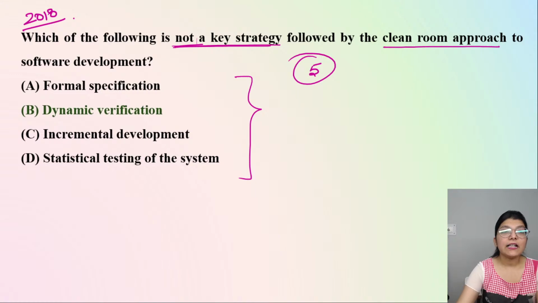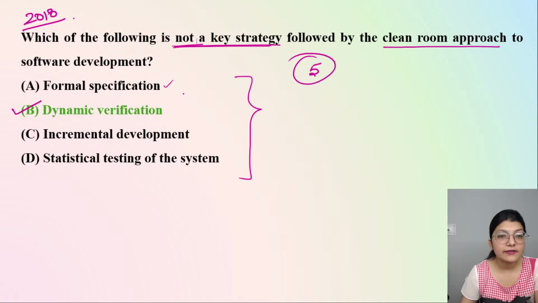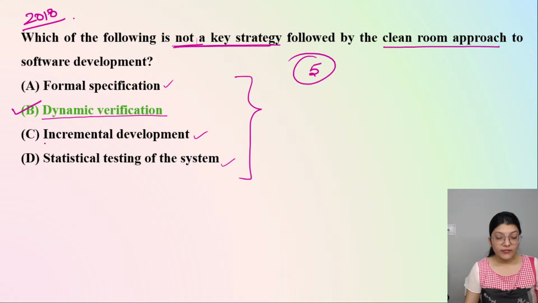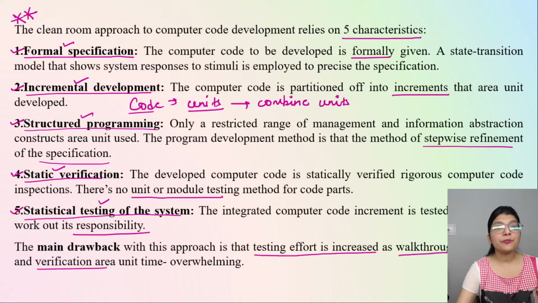Correct. The correct answer is dynamic verification. We have seen formal specification was there, incremental development was there, statistical testing was there. The only term that was not there was dynamic verification. See how easy a question they gave if you know what clean room is. And there is nothing in this clean room. See, it's a simple type.